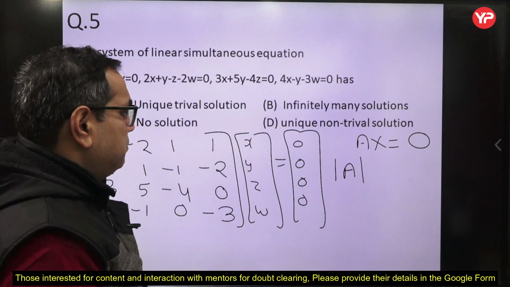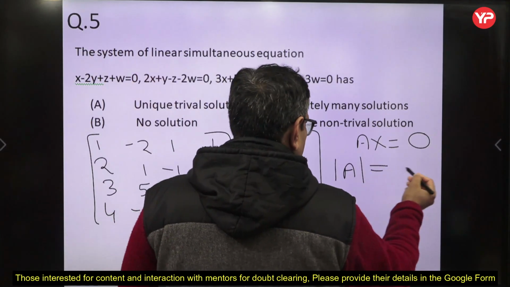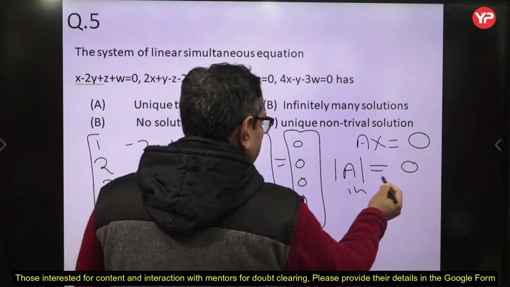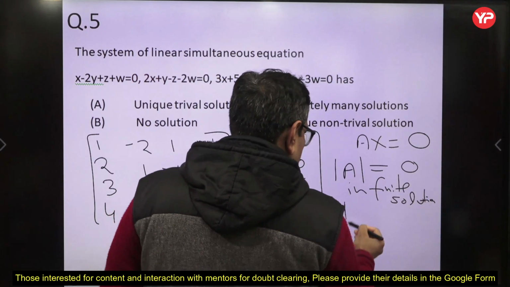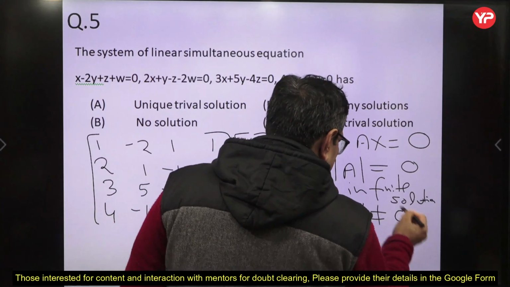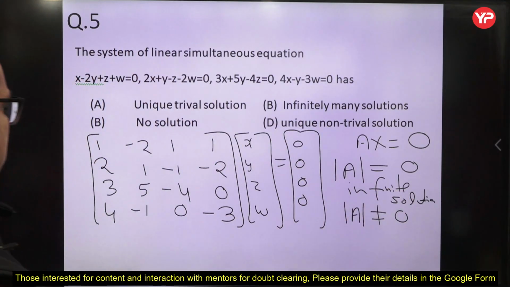Okay, so if this determinant is 0, the system has infinite solutions, and if this determinant is not equal to 0, in that case this system has a unique trivial solution. Okay, unique trivial solution. So what we have to do now is compute the determinant. Okay, and that determinant computation is also very, very important for your exam. You should have good practice of computing determinants. Now let us take the value of the determinant.